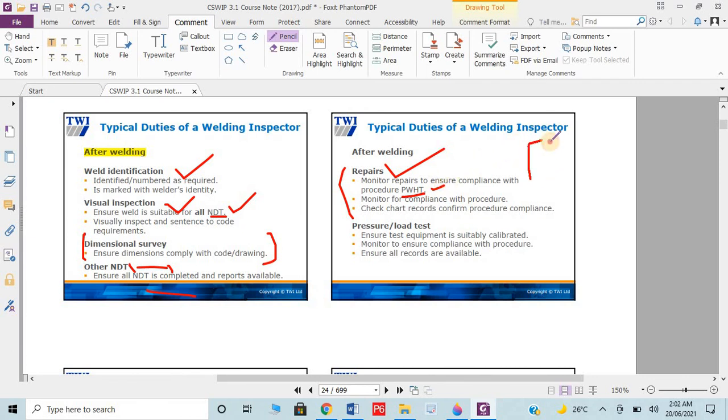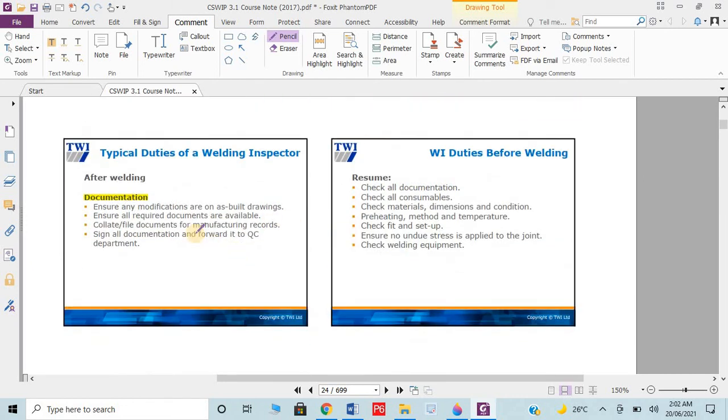Before starting the repair works, because before repairing we again need to weld, so before welding we need post weld heat treatment. The job should be at warm temperature. Monitor compliance with procedure, check chart, etc. Pressure and load test, if there is any related to pressure and load test, then check. The last thing is documentation. He has to prepare the documents.